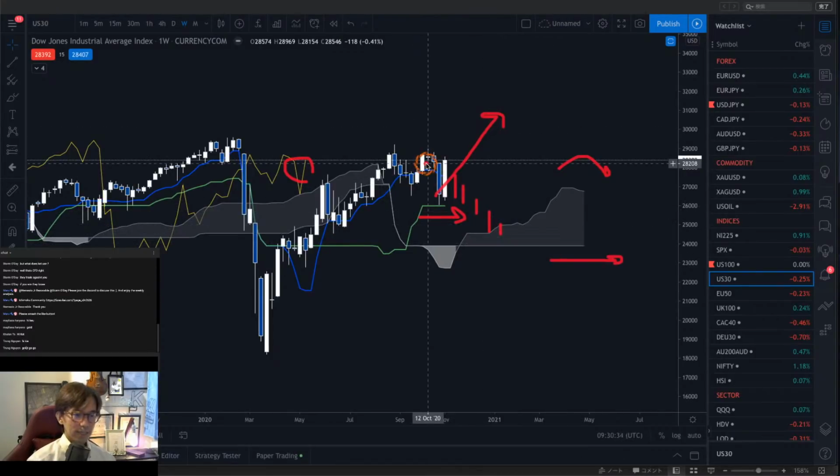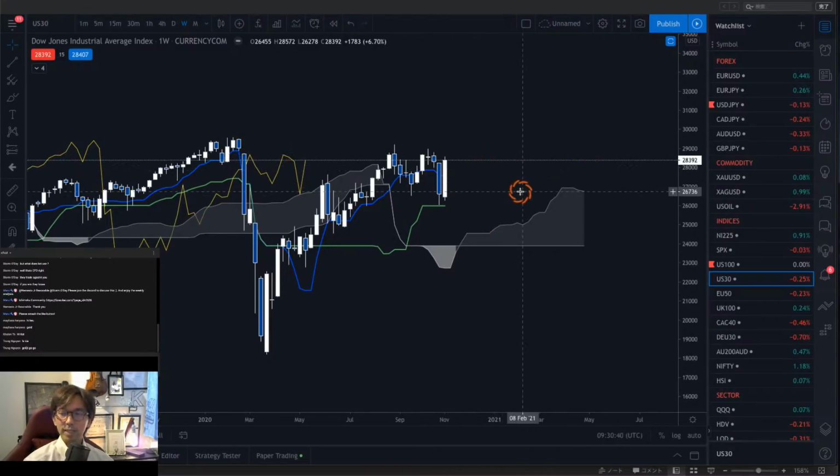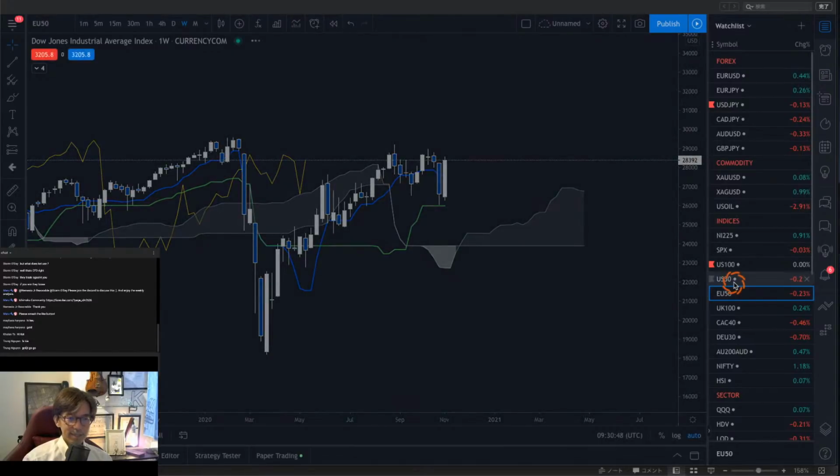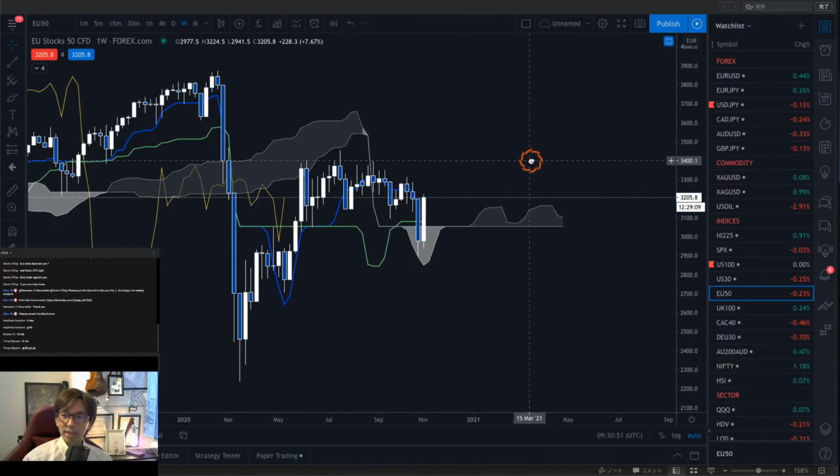So we have to be careful in this kind of situation for the retracement. Yeah, so that's Dow Jones weekly chart. And let's move on to Euro stocks. And let's see what we can find.